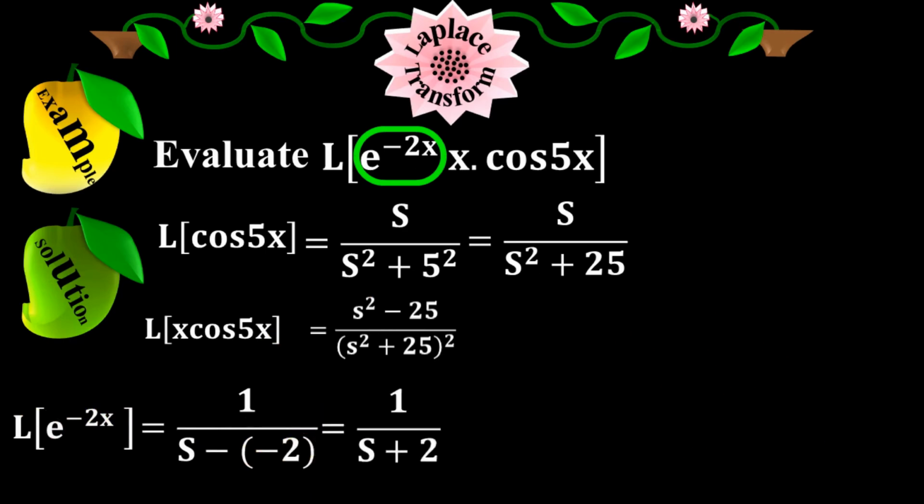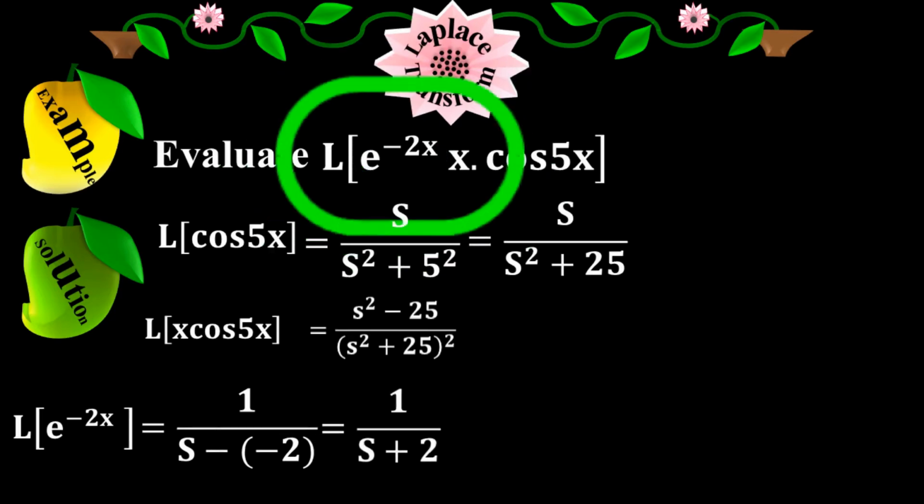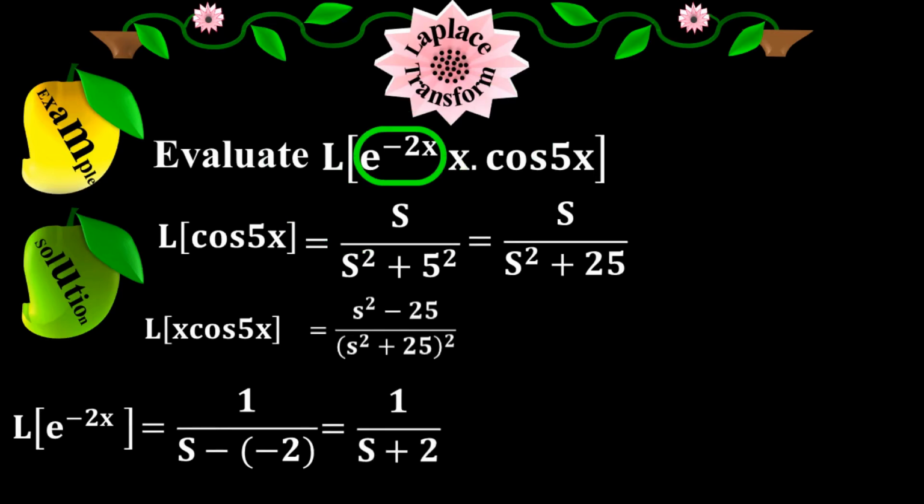It equals 1 over s plus 2, because minus times minus is plus. So this is the final value for e to the minus 2x. Now pick s plus 2 and substitute it for a squared at both the numerator and denominator of the above equation.